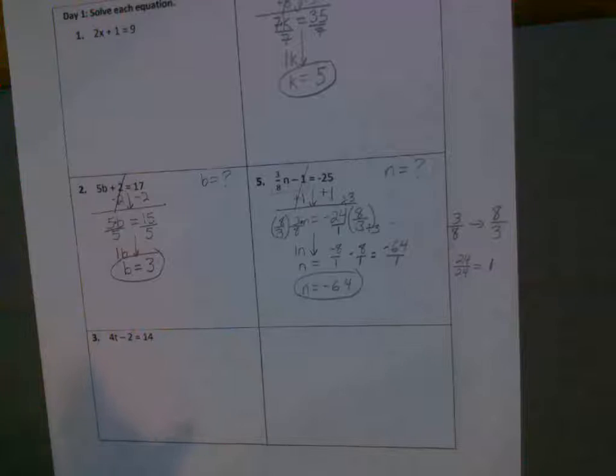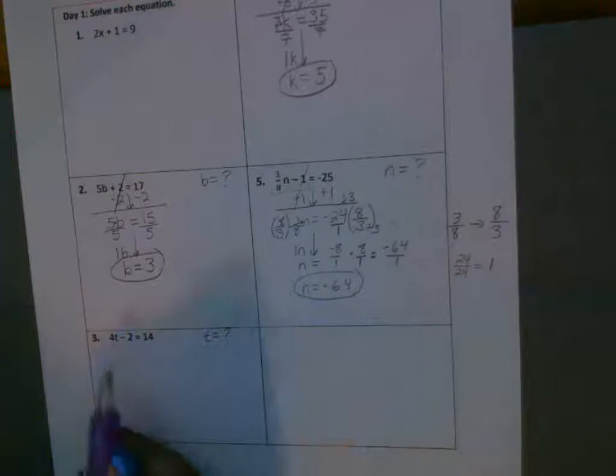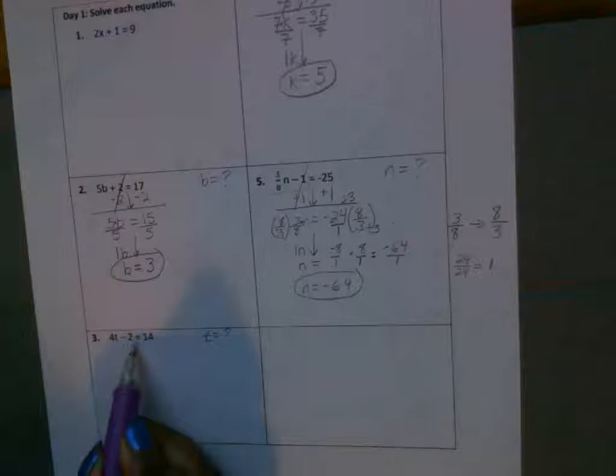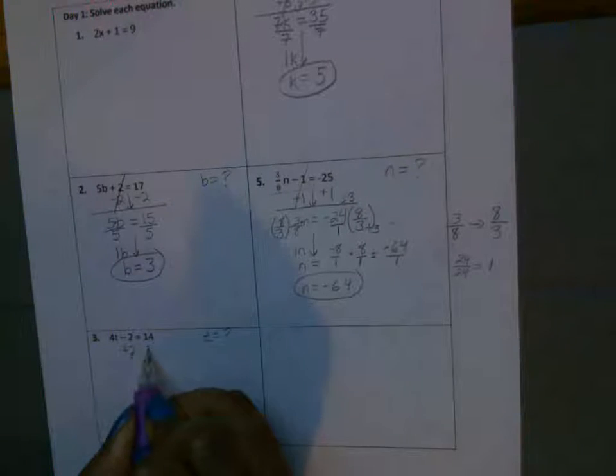Number 3, you're solving for T. In order to get T by itself, you got to move this -2 first. So you're going to add 2 on both sides.